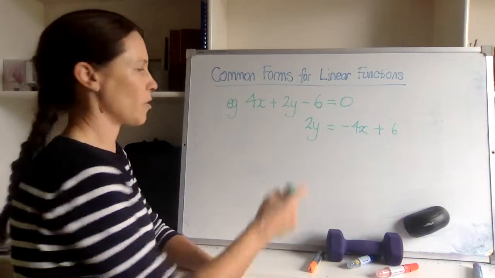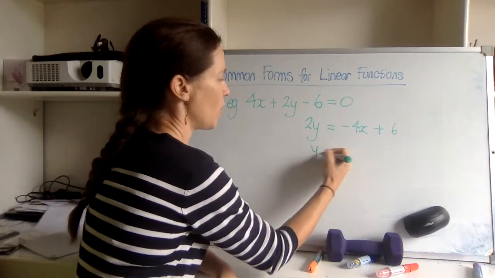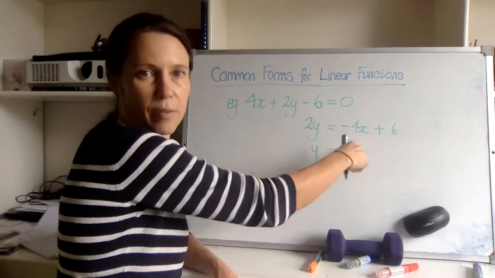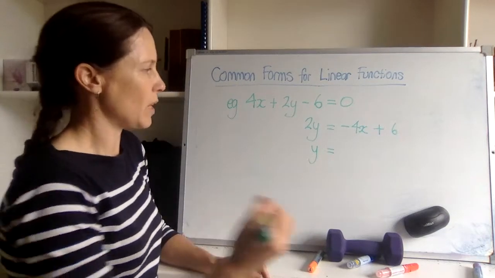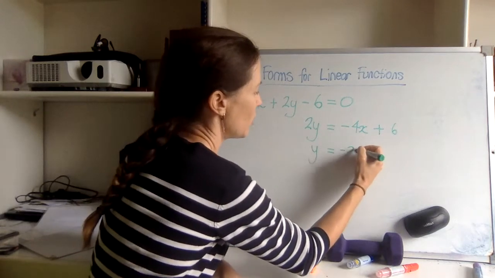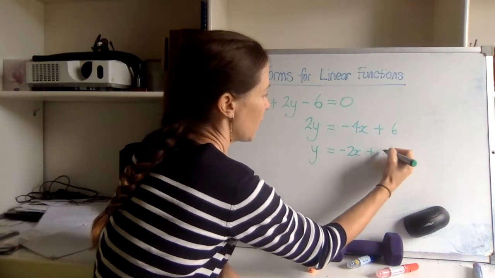Now I'm close, I've got 2y, and what I want is just y. So if I'm halving the left-hand side of the equation, then I need to halve the right-hand side to keep it balanced. But remembering to halve both the parts. So halving this, I get minus 2x, and halving my 6, I get 3.